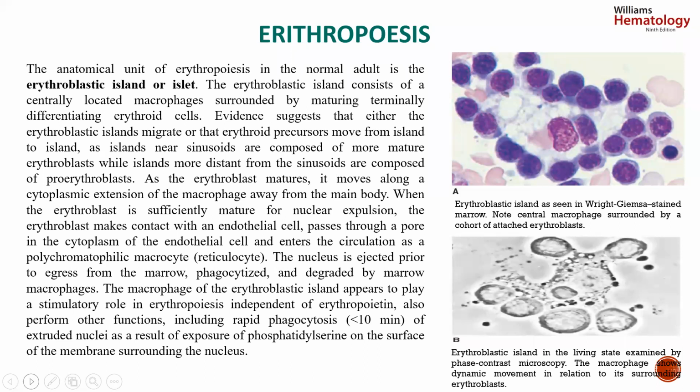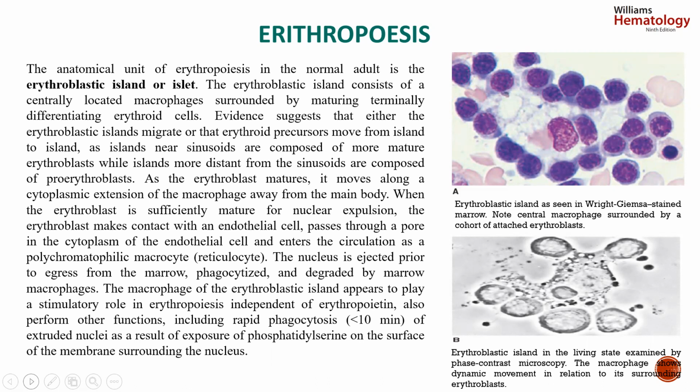The anatomical unit of erythropoiesis in the normal adult person is the erythroblastic island or islet. The erythroblastic island consists of centrally located macrophages surrounded by maturing, terminally differentiating erythroid cells. Evidence suggests that either the erythroblastic islands migrate or that erythroid precursors move from island to island, as islands near sinusoids are composed of more mature erythroblasts, while islands more distant from the sinusoids are composed of proerythroblasts.